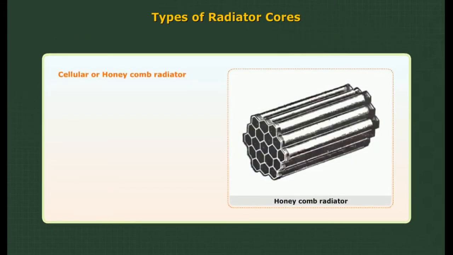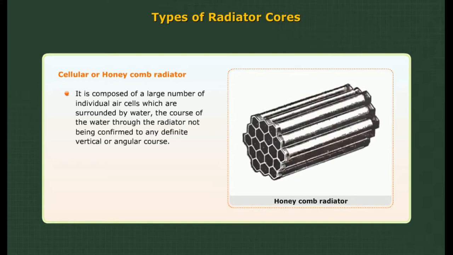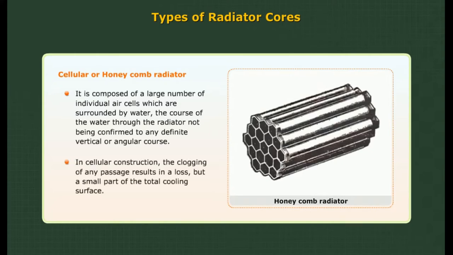Cellular or honeycomb radiator. It is composed of a large number of individual air cells which are surrounded by water. The course of the water through the radiator is not conformed to any definite vertical or angular course. In cellular construction, the clogging of any passage results in a loss of but a small part of the total cooling surface.